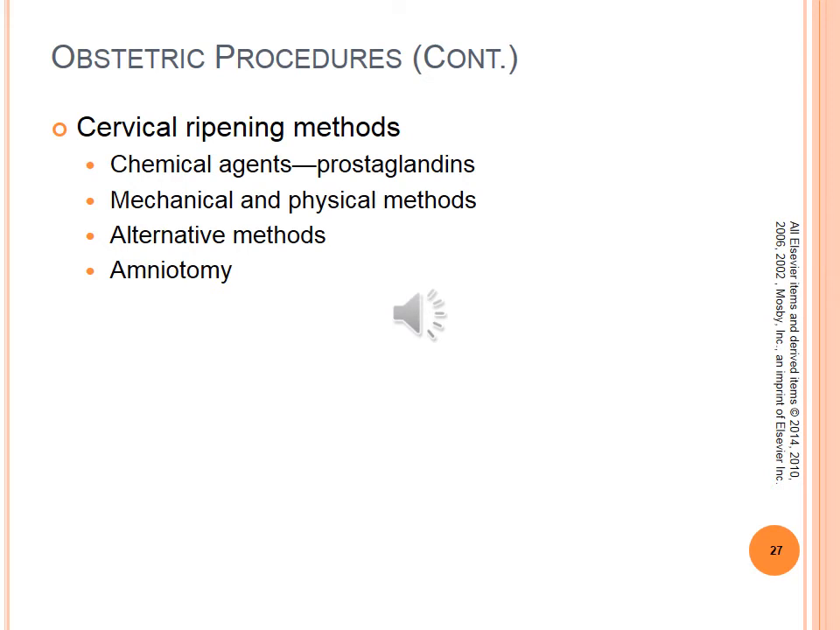Cervical ripening methods include chemical agents, prostaglandins, mechanical and physical methods. Alternative methods such as blue cohosh, castor oil, evening primrose, and acupuncture are also used, as well as amniotomy.